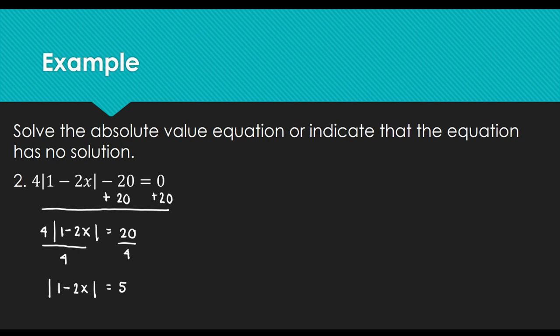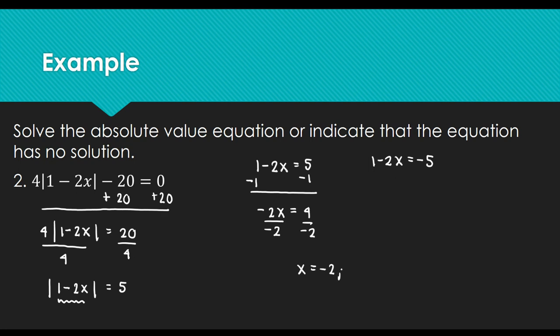So now that I've isolated that, notice that I have a positive number for what that absolute value equals, which tells me I will have a solution. So I take, once again, what was inside the absolute value, and I set that equal then to 5. And I also set that equal to the opposite of 5. So I'm going to have to subtract 1. That gives me negative 2x equaling 4. I'll divide by negative 2. And so one of my answers is negative 2.